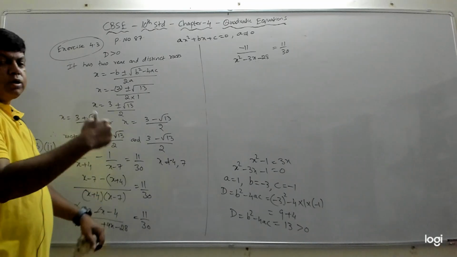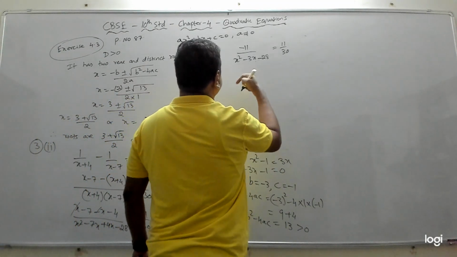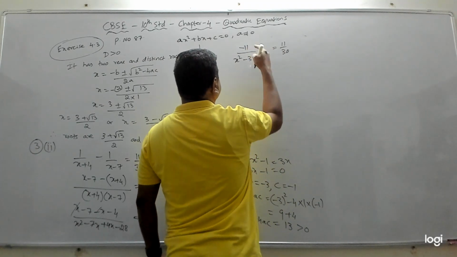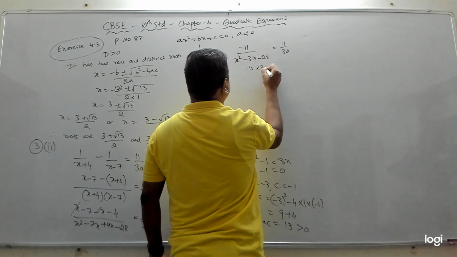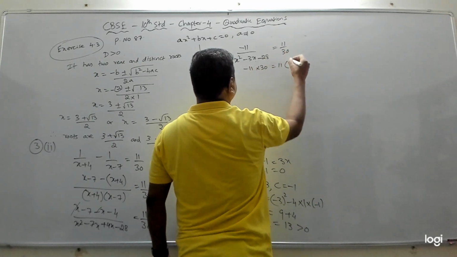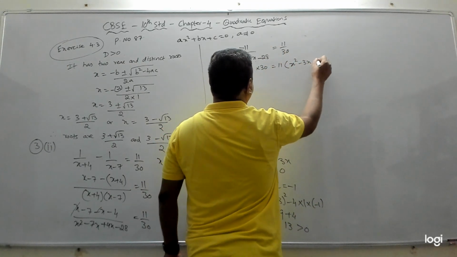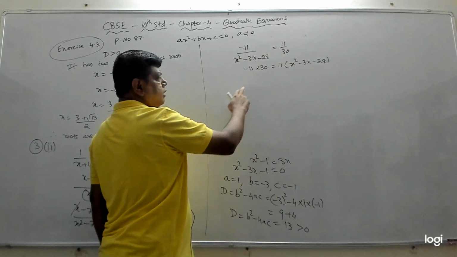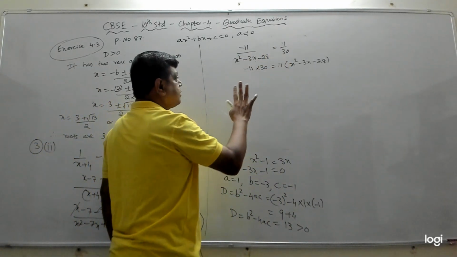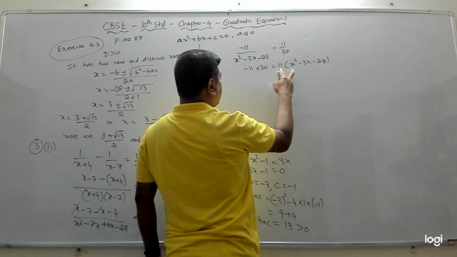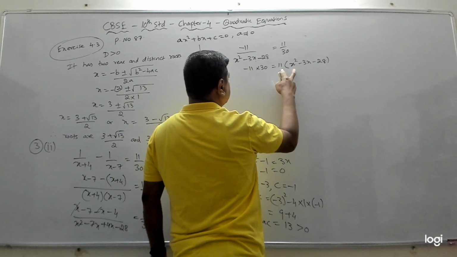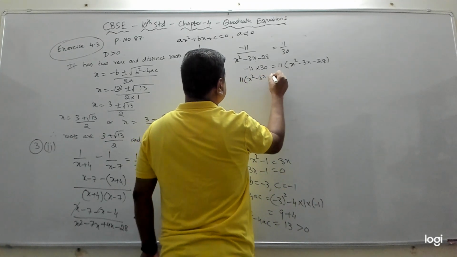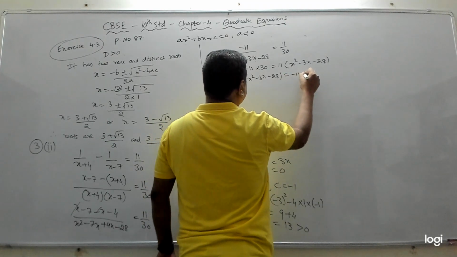Now we can cross multiply again. So we cross multiply, you get 30 into minus 11, this into this. So minus 11 into 30 will become 11 into this into this, x square minus 3x minus 28. To cross multiply this into this, then here don't multiply 11 into 30, keep it as it is. Now I will write this here. So 11 into x square minus 3x minus 28 equal to minus 11 into 30.